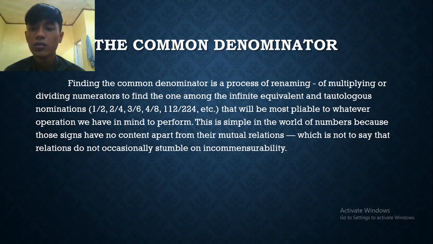This is simple in the world of numbers because those signs have no content apart from their mutual relations, which is not to say that relations do not occasionally stumble on incommensurability. I think that's all for my video.